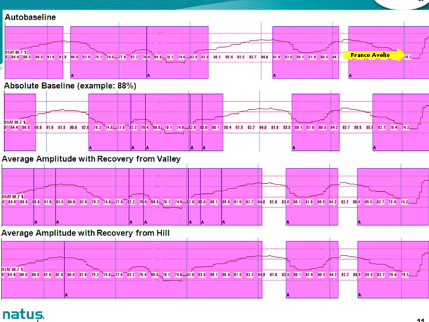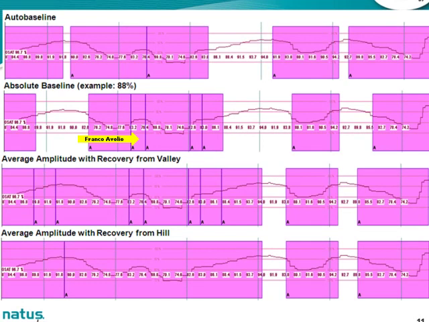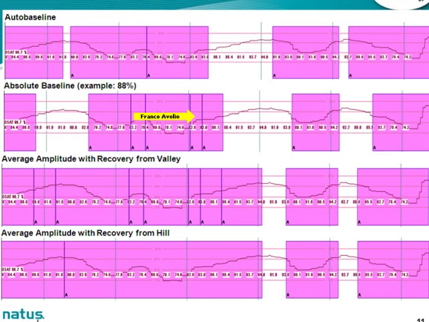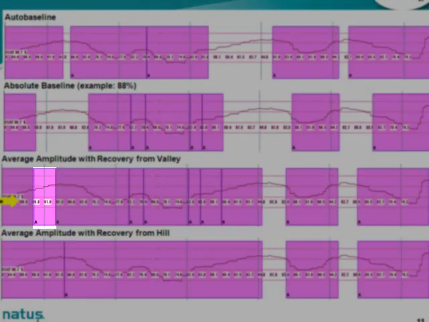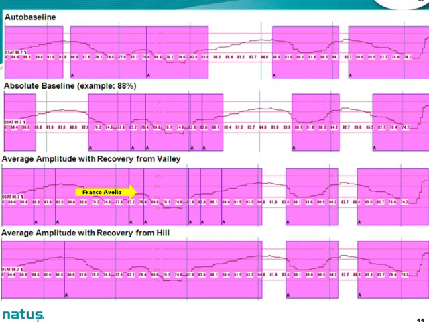Now, if we look at the next one here, the absolute baseline, you start to see things like this. If you look at this one here, there's just a short duration. It's difficult to see the drop in this one, and people start asking, why is this considered a desat? Same thing with this one here. Moving down the line, if you look at this one where it says average amplitude, again, you're seeing an incline here, and people start asking, why is this considered a desat?